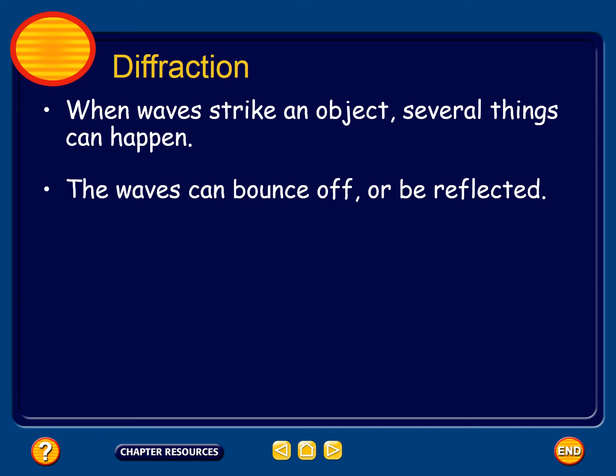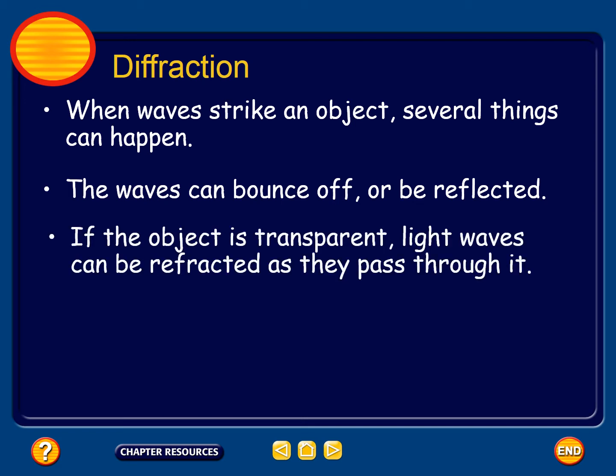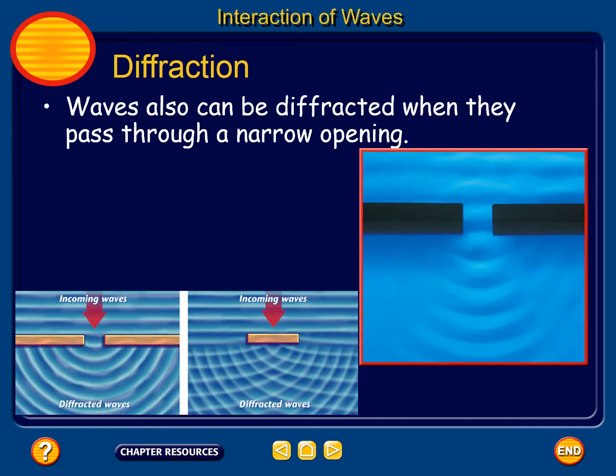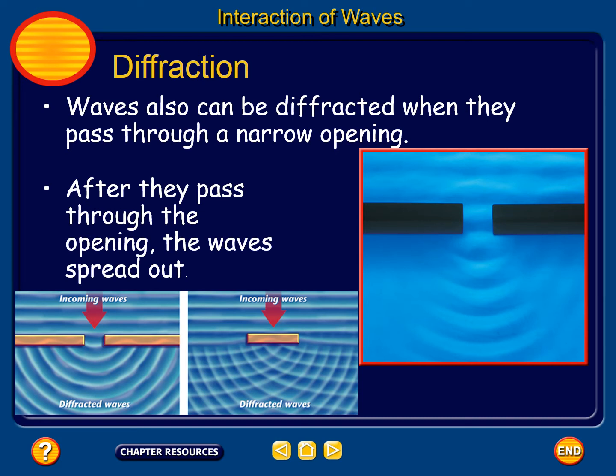The waves can bounce off or be reflected. If the object is transparent, light waves can be refracted as they pass through it. Waves also can behave another way when they strike an object. The waves can bend around the object. Waves also can be diffracted when they pass through a narrow opening. After they pass through the opening, the waves spread out, as you can see in this picture.